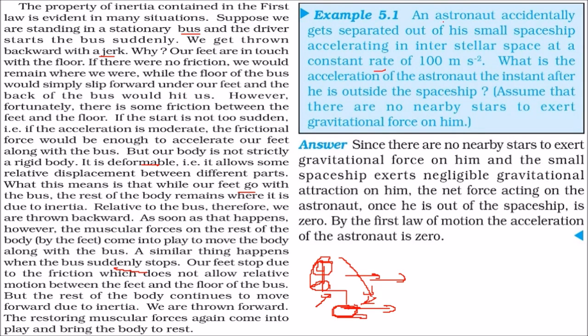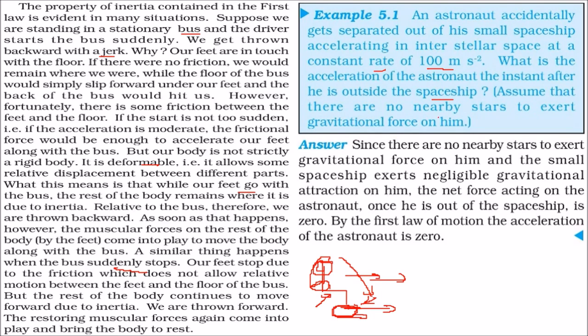Let us take a question. An astronaut accidentally gets separated out of his small spaceship accelerating in interstellar space at a constant rate of 100 meters per second square. What is the acceleration of the astronaut the instant after he is outside the spaceship?